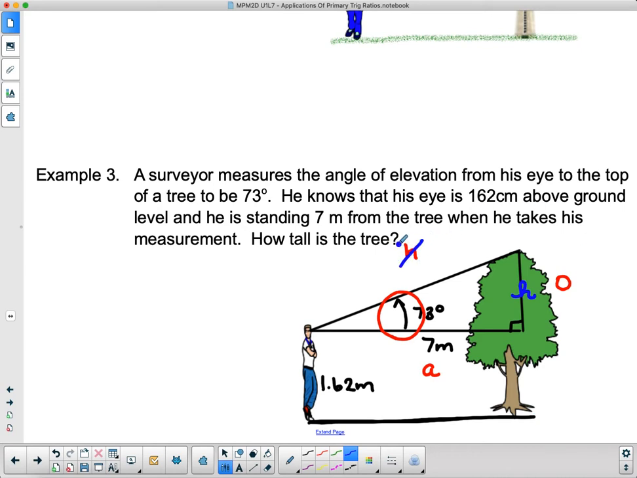So we don't need the hypotenuse. We need the opposite side, and we've been given the adjacent. And opposite and adjacent is tan. So I'm going to say tan equals opposite over adjacent. Tan of 73 degrees equals H over 7.